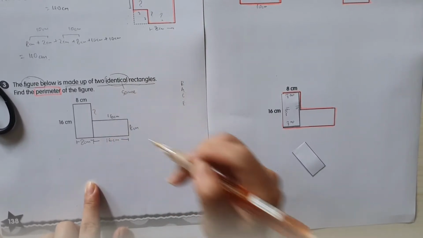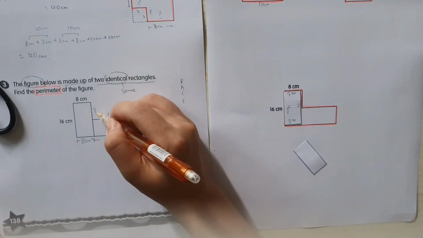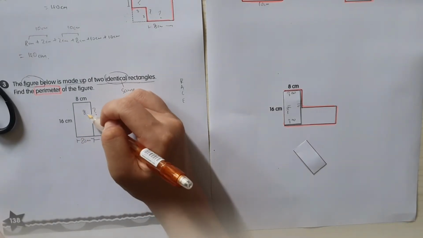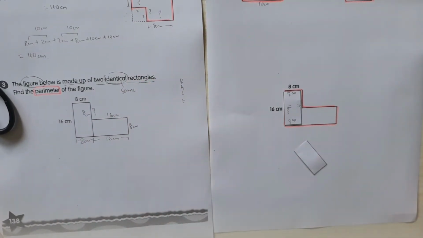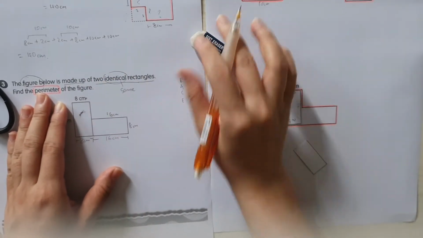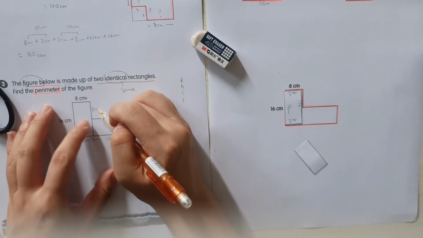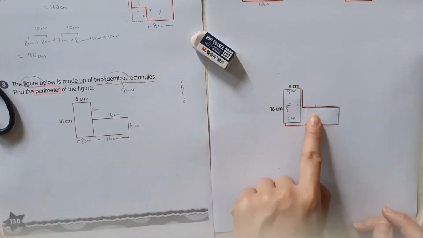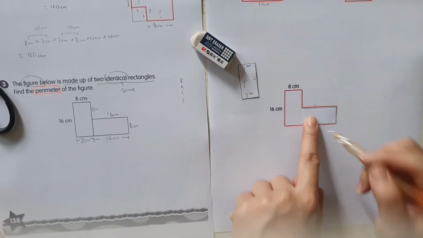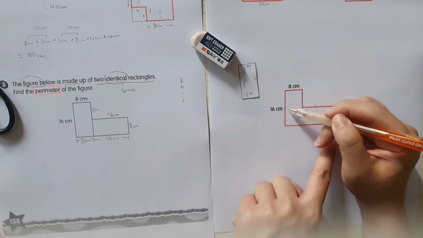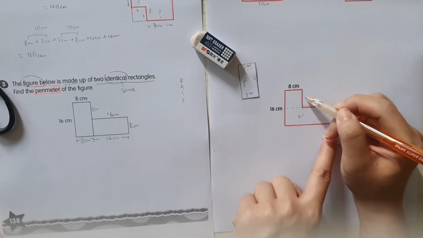What about this? Are you able to see that it's also 8 centimeters? Are you able to see that? This is also 8. Now why is that so? Because this rectangle here, this is 8. So I chop it here, that's also 8.